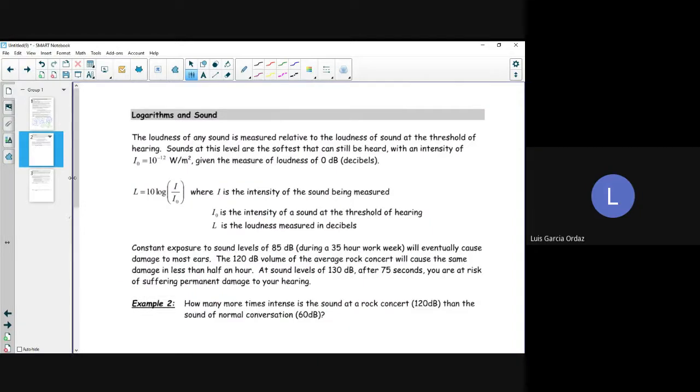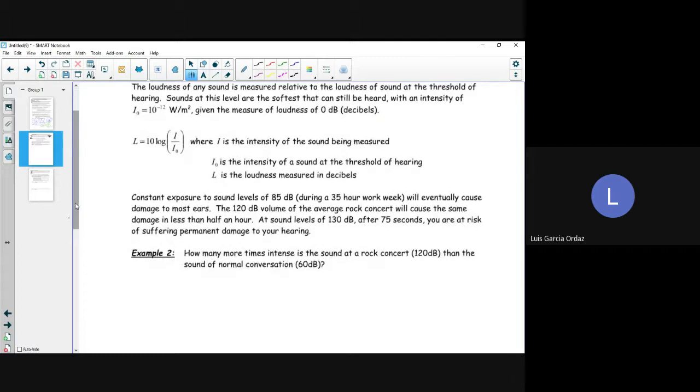All right, so now we're going to logs and sound, which is what you guys are probably doing in physics. So we know that the loudness of any sound is measured relative to the loudness of a sound at the threshold of hearing. Sound levels at the softest that can be heard, with an intensity of I0, is equal to 10 to the negative 12 W per m squared, given the measure of loudness of 0 decibels.